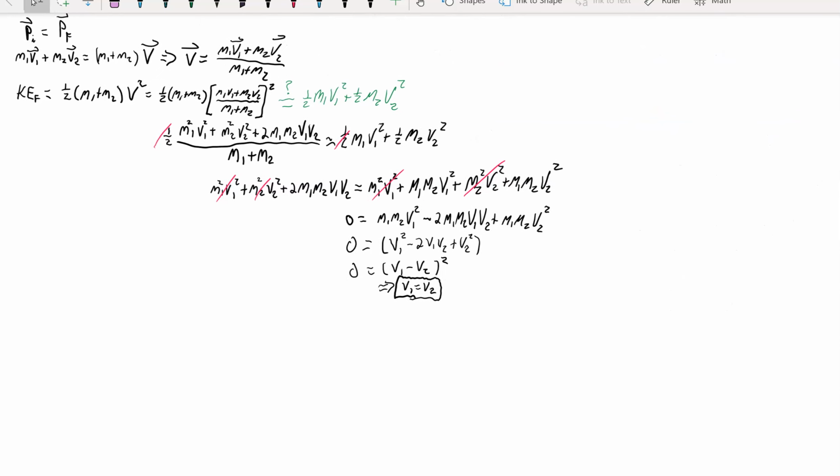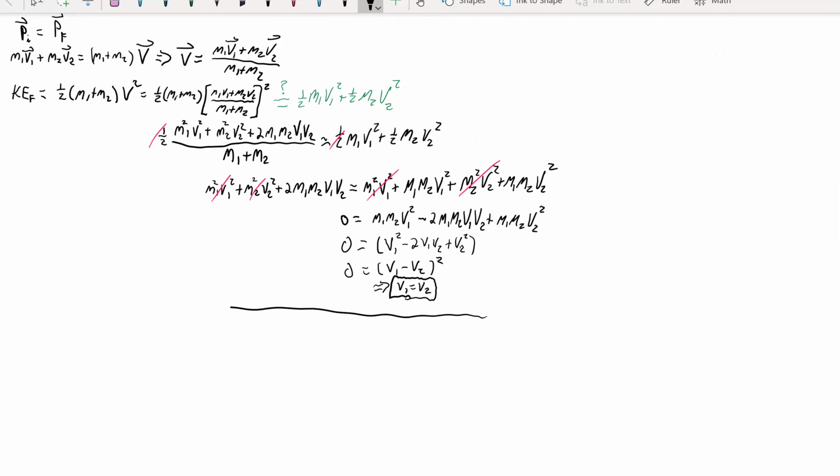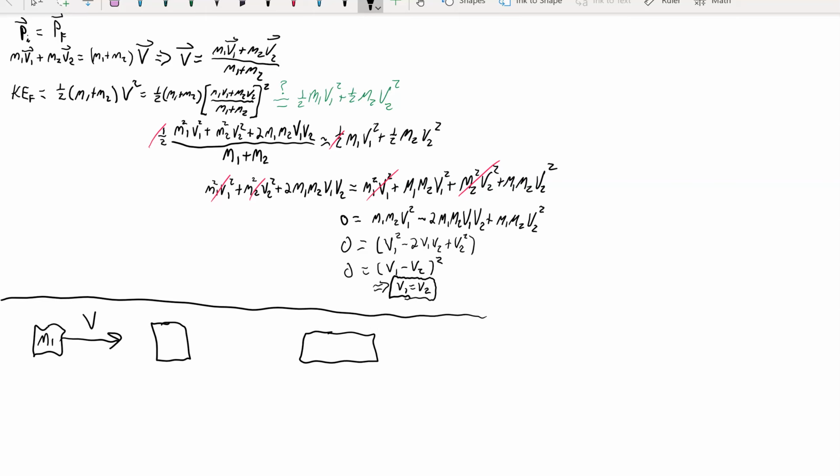Okay, so you can see this algebra is pretty monstrous. Here's the easier way to do it. You say, okay, well, I'll start out with a block moving to the right with a speed V. This has M1. And I'm going to say that the other block has to be stationary. And you might say, well, that just makes the problem easier. You're not doing it for the general case.